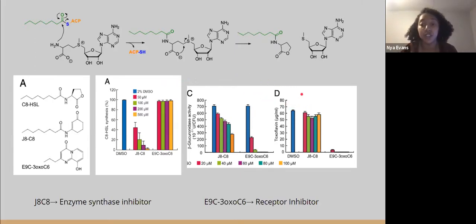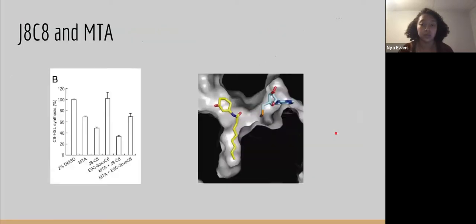And then what you can see for the E9 column is that E9 was able to block the autoinducer from being detected, given that it's a really low number. So with the culmination of all of these assays, the researchers were able to distinguish the targets of each of the inhibitors. For the J8C8 inhibitor, the molecule acts as an enzyme synthase inhibitor, and the E9 molecule inhibits the receptor of the autoinducer. Does everybody see that?